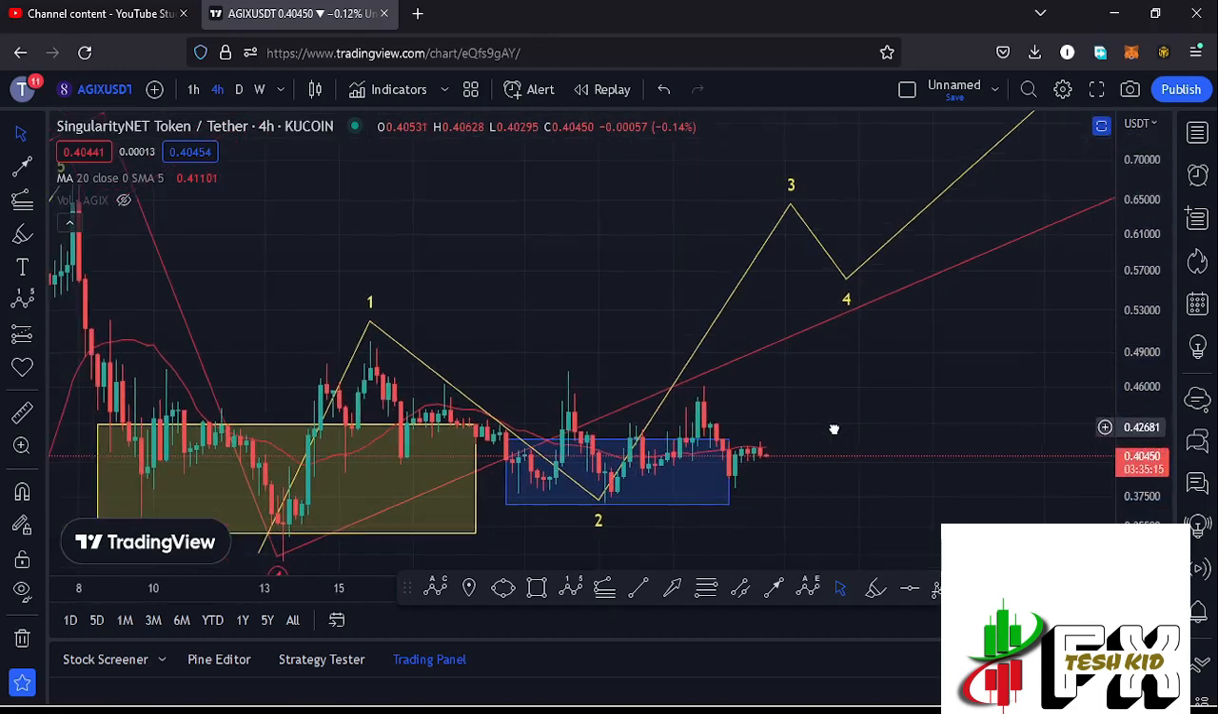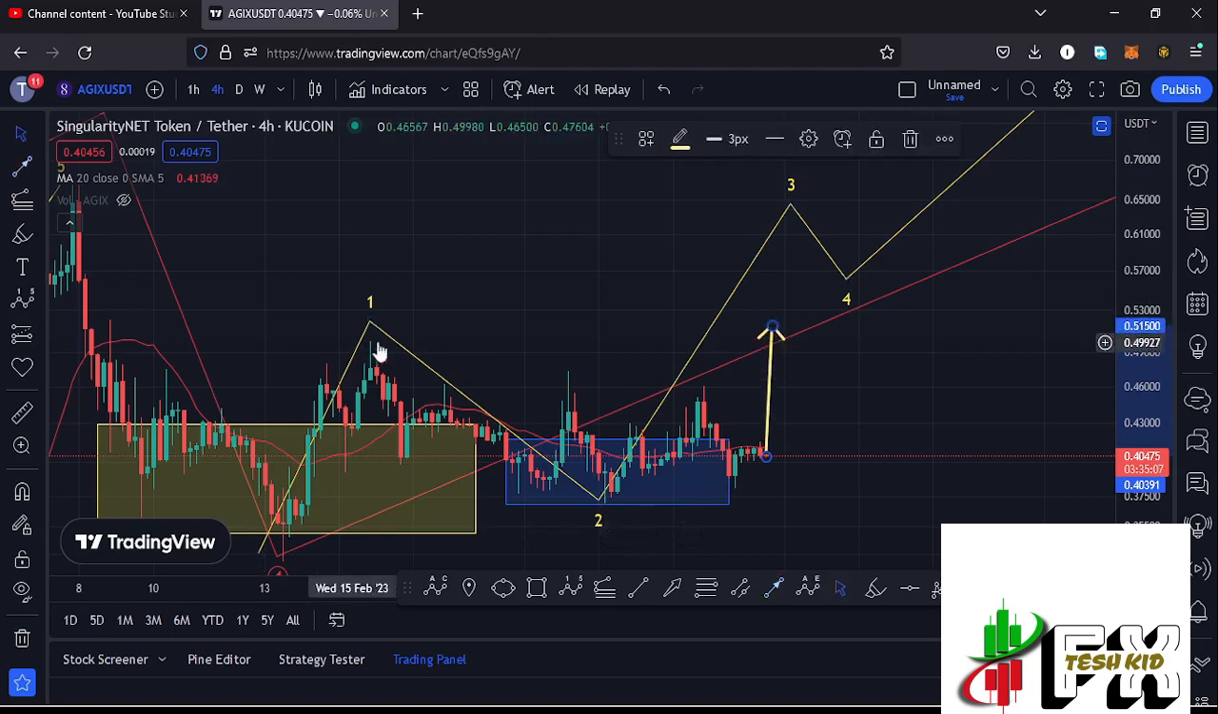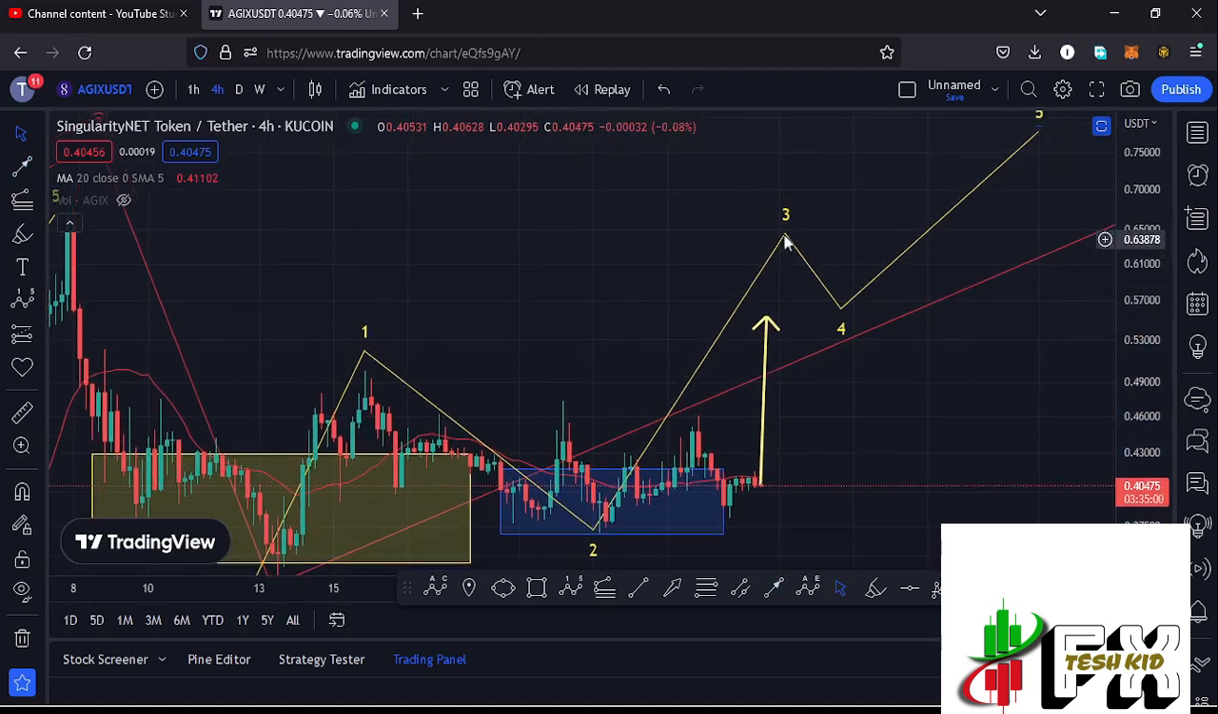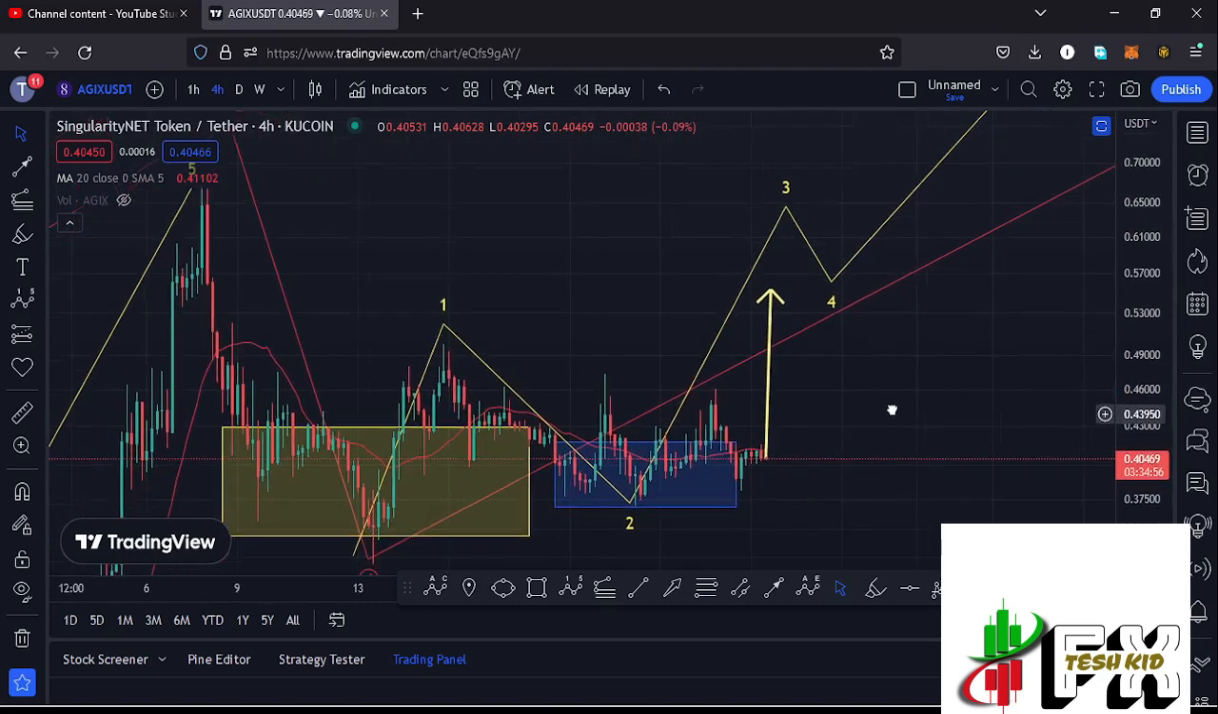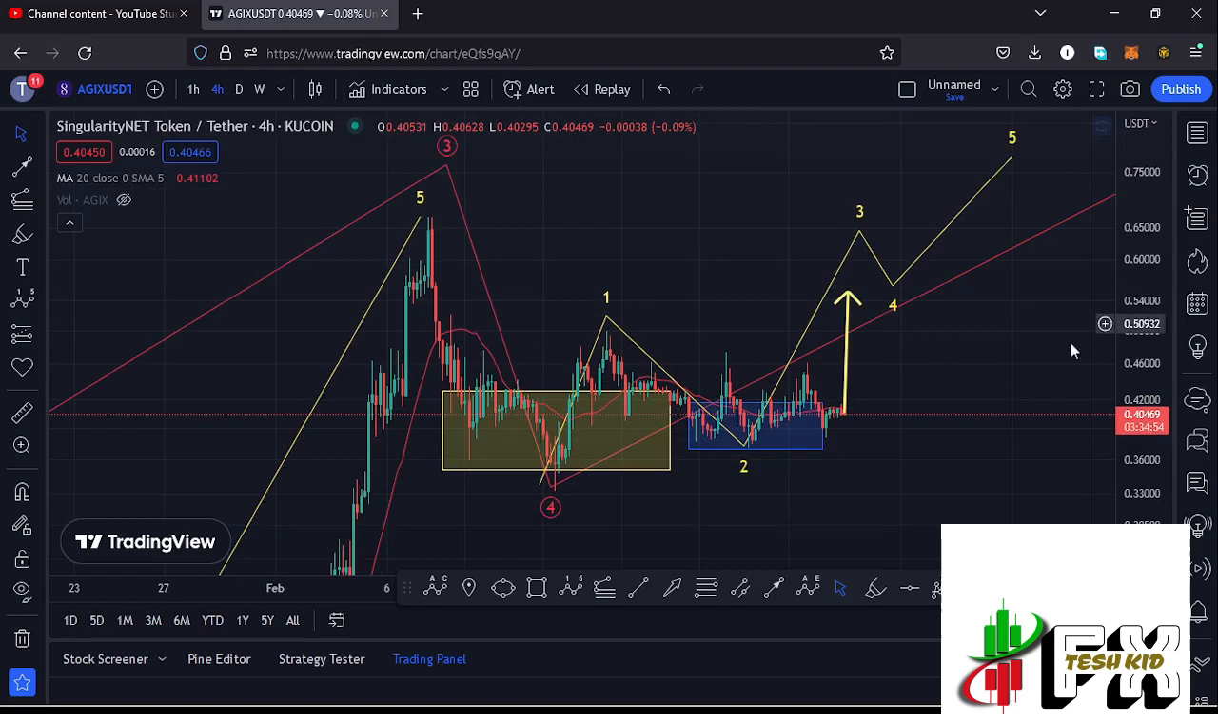And for that move to also play out, I'm expecting to see a break above the 20-day MA, continue gearing up since we have the support of the 20-day MA, and also see a break above the wave 1 high at around the $0.5 mark. And once that happens, then we can continue pushing even higher, fully maximizing our target area at around the $0.64 mark. So that is what I'm expecting here on the short-term scenarios on the Agix chart.